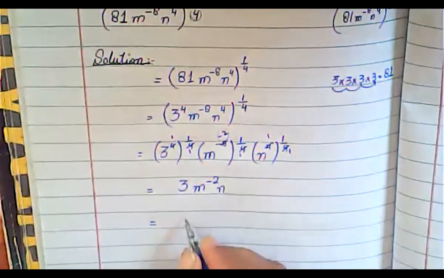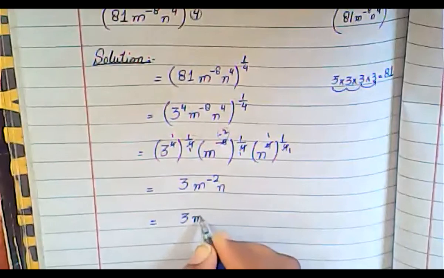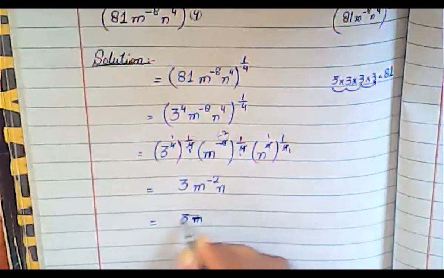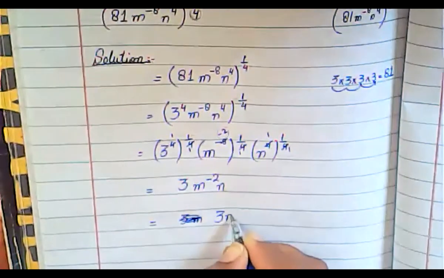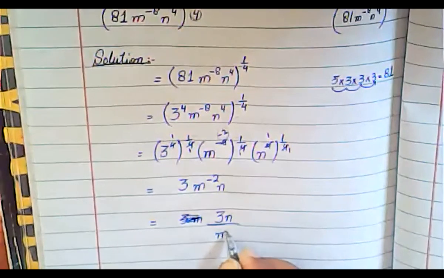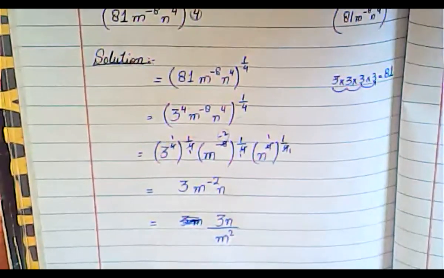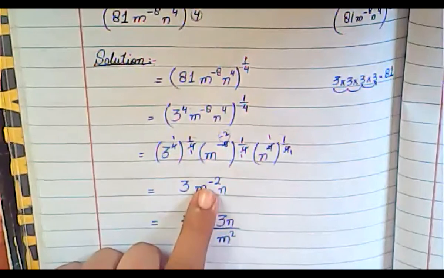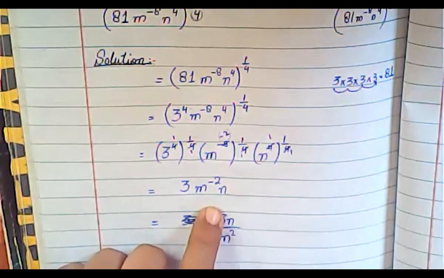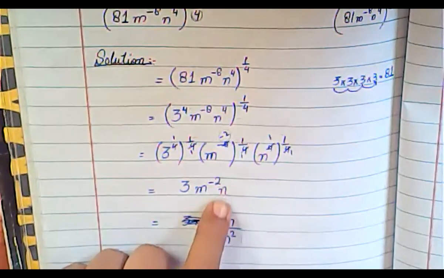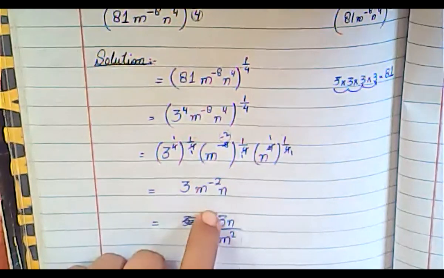So you will write it here 3m, sorry, 3n upon m square. Okay, denominator: when you are shifting anything from numerator to denominator, their power, their sign will be changed. If it is in addition, it will be subtracted.